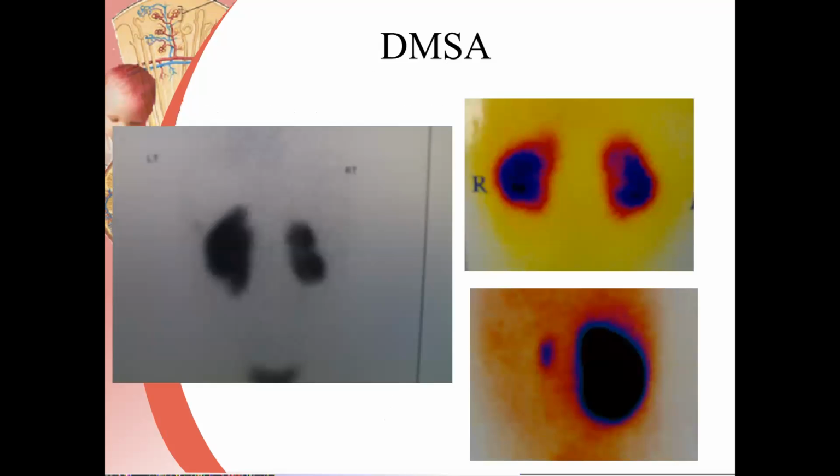Now this is how the scarring looks. This is a DMSA scan. If you look at it, the shape of the kidney has to be completely kidney shaped. Whereas here there is an area of punched out appearance. So there is a missing part of the renal cortex. So that is the scarring.